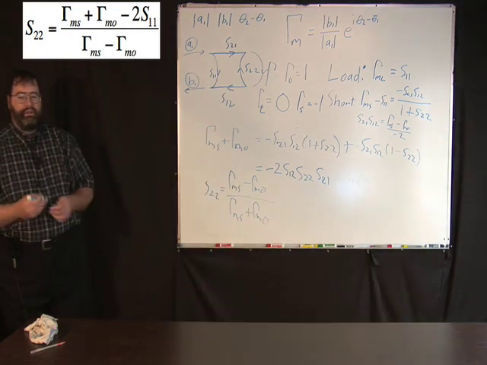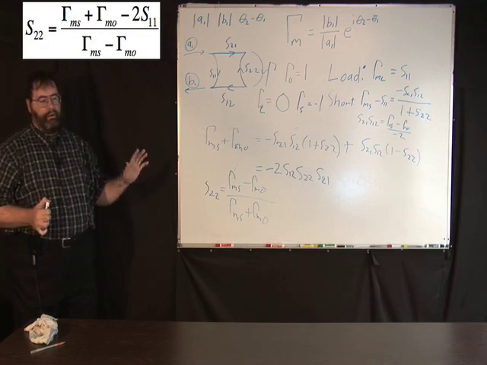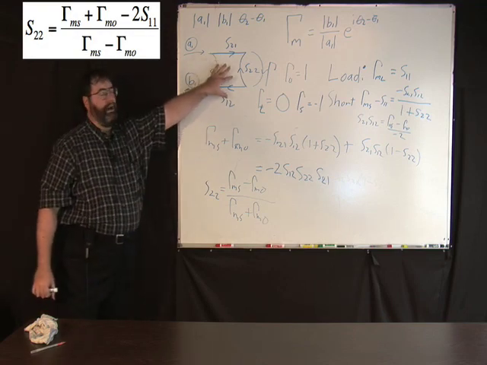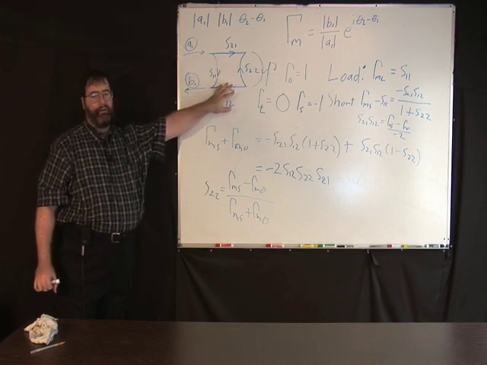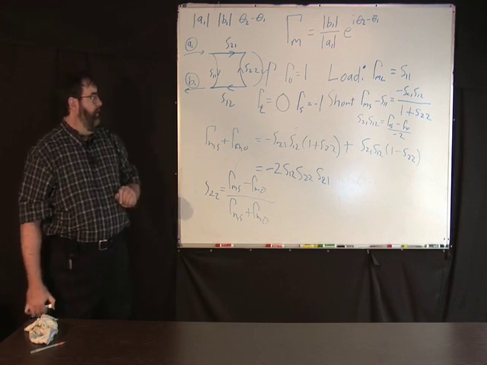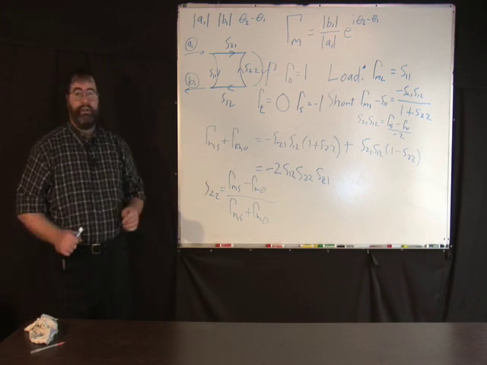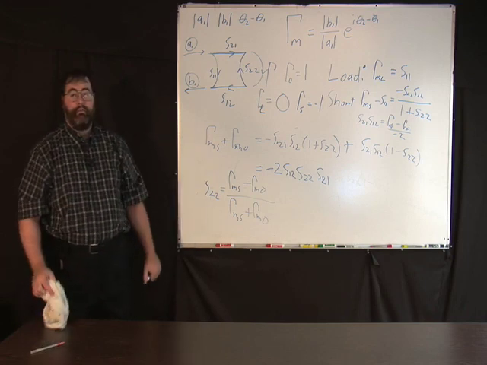So by doing these 3 measurements, putting an open, a short, and a load, we've solved for all the parameters that are in our model of the reflectometer. So that gives you the calibration of a reflectometer, a basic 1-port measurement device.